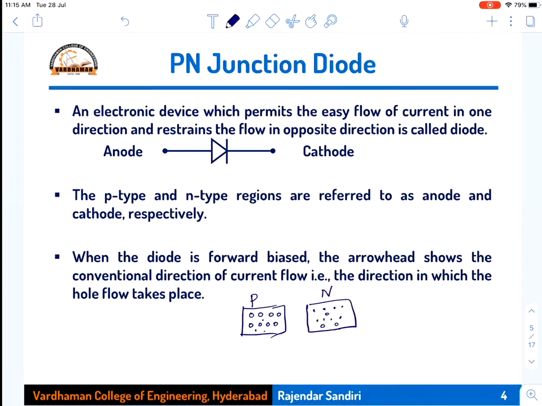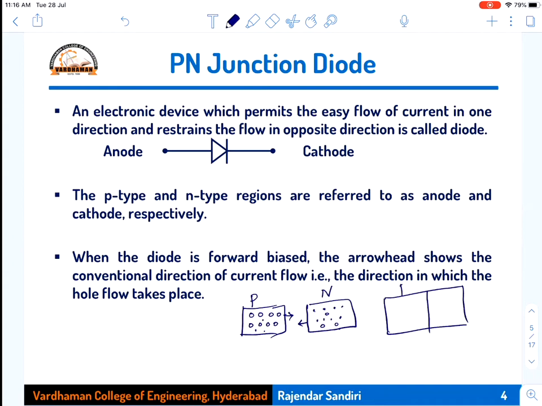Okay, holes are less in number. So these two materials are there. What I have to do now is bring these two materials in contact with each other. You have to just join them together. If you join them together, what happens? It will become like this.